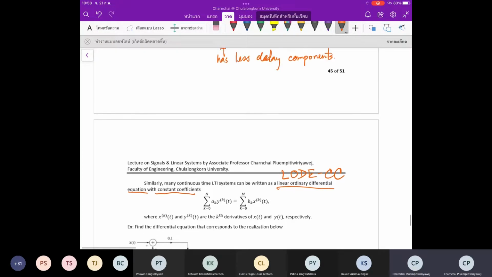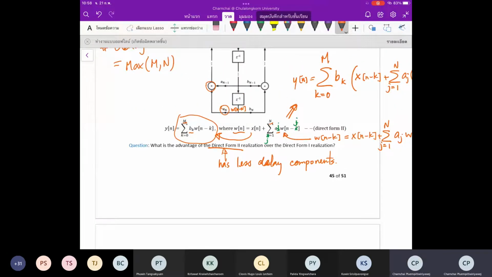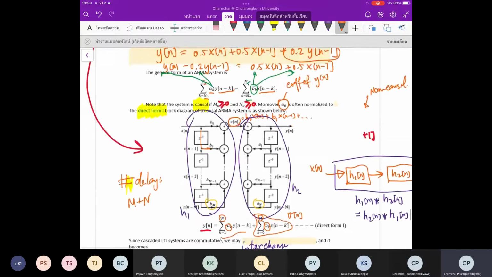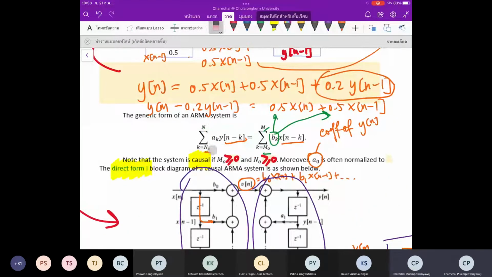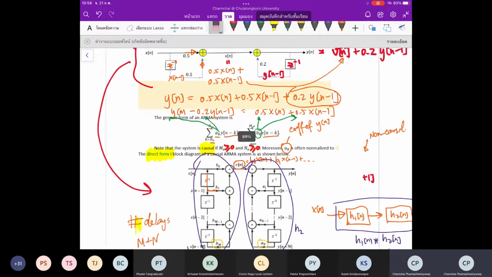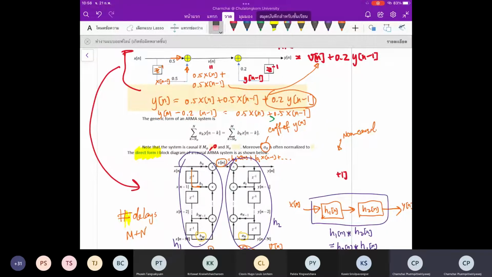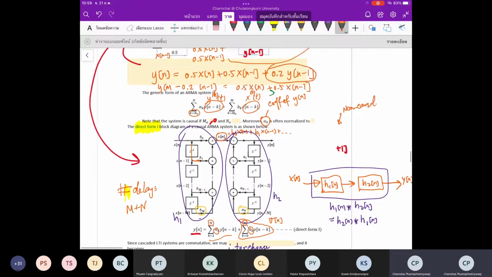Similar to this form, we just replace the delay with the k-th derivative of y of t. This will be the k-th derivative of x of t. Same thing, but this one we start when n equals 0.